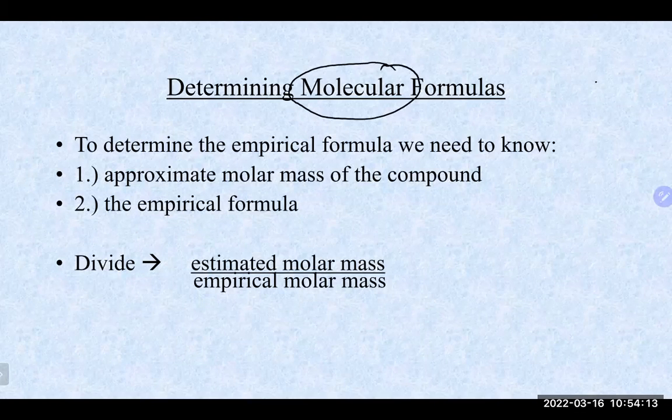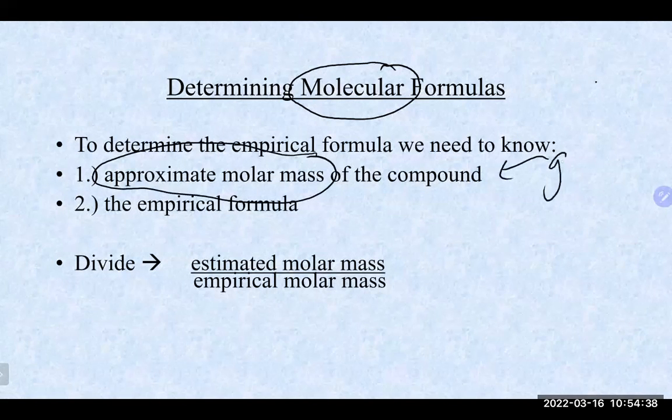You need the empirical formula, which either is given to you in the problem or you need to calculate it like we've been doing. You need the molar mass of the empirical formula, which also either is given to you in the problem, or you calculate the empirical formula, then calculate the molar mass. The last thing is you need the approximate molar mass of the compound, which is number 1 here. That is usually given to you in the problem.